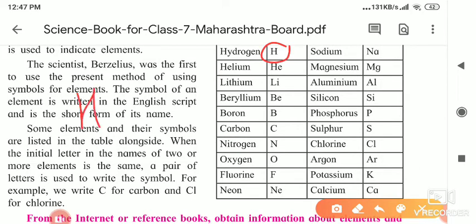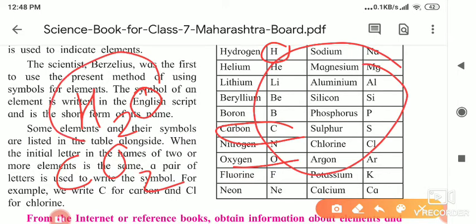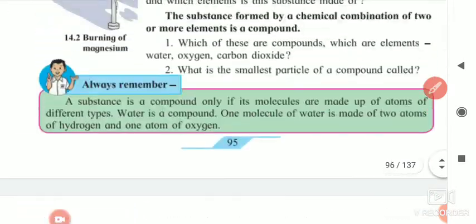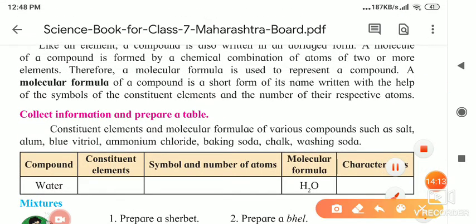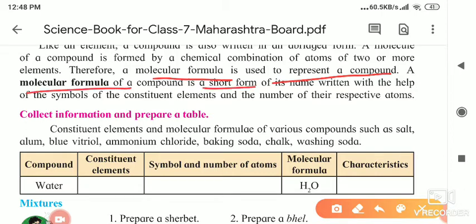So water, how are we writing it? Two hydrogens come at the time of formation of H2O, and oxygen is O. So this is H2O. If we have to write carbon dioxide, C is the symbol of carbon, and O2 means two oxygens. So in this way, by using these symbols, we write the molecular formula of a compound. Understood? Therefore, a molecular formula is used to represent a compound. A molecular formula of a compound is a short form of its name written with the help of symbols.